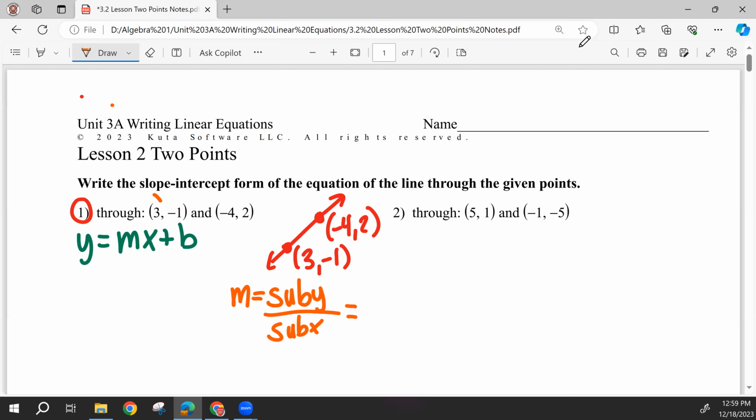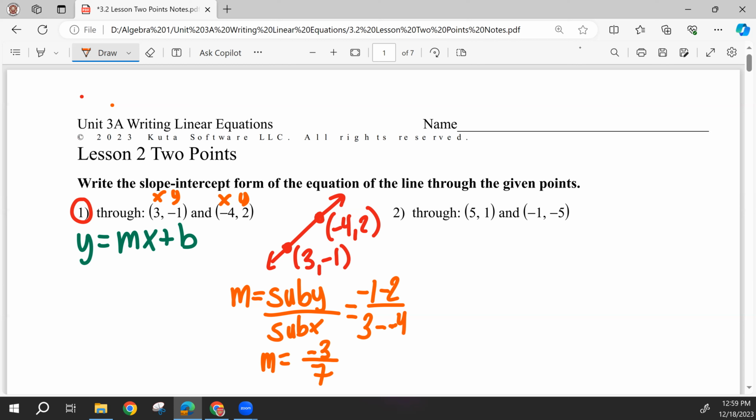And so I like to label my points x, y, x, y. So when I'm subtracting the y values, I'm doing -1 subtract +2, and then my x values is +3 subtract -4. And so I'm getting my slope. On top, I get -3. On the bottom, I get +7.